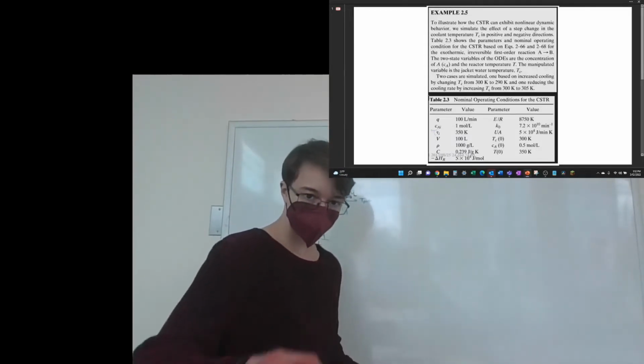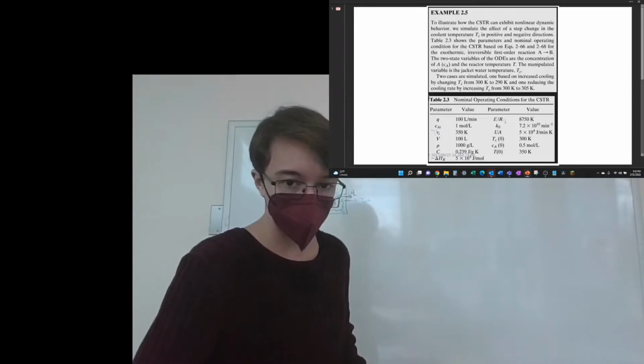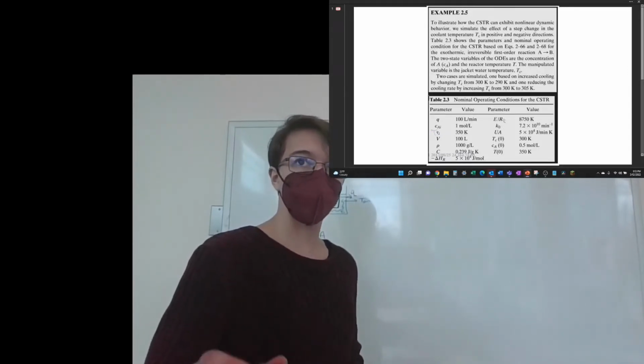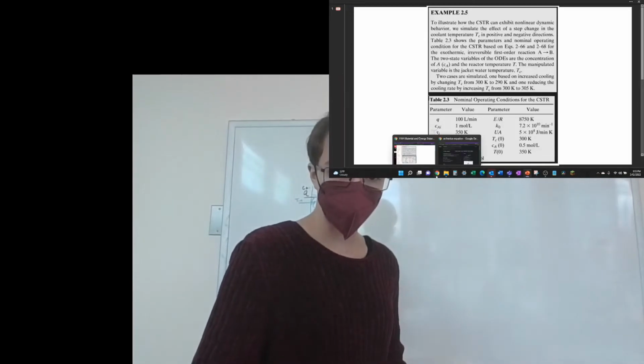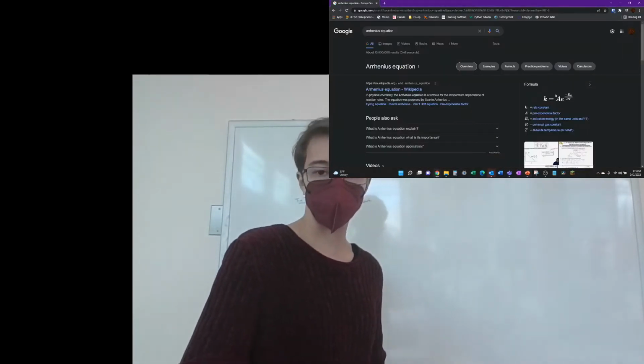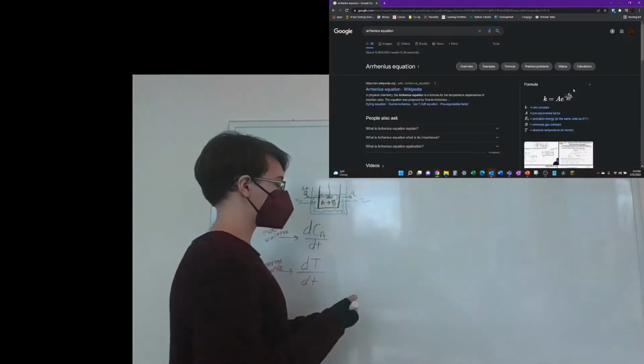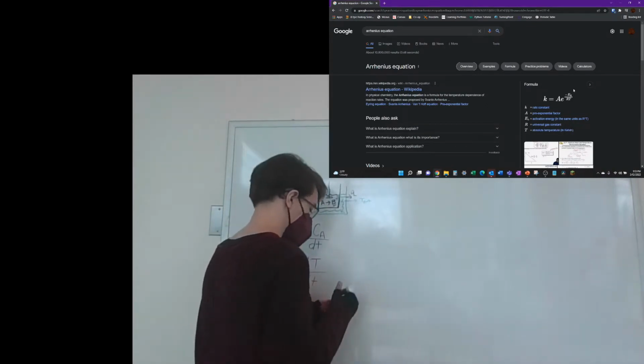All right, so these next two values deal with the Arrhenius equation. I have the Arrhenius equation pulled up for us here for reference. So this is what the Arrhenius equation is.